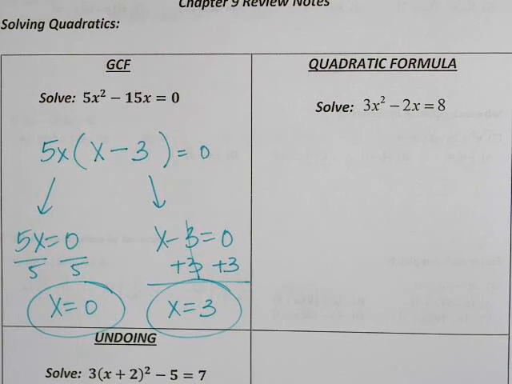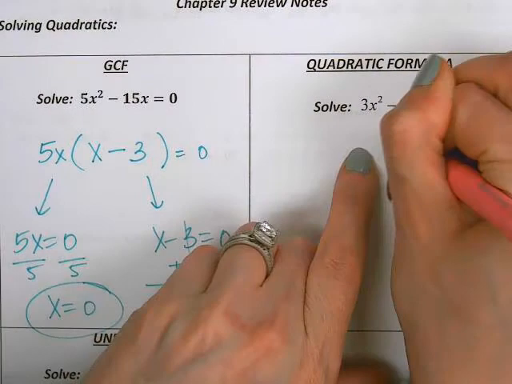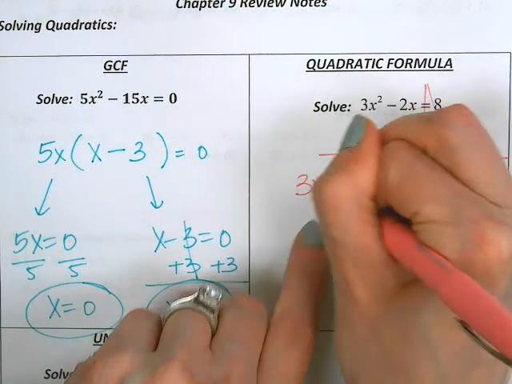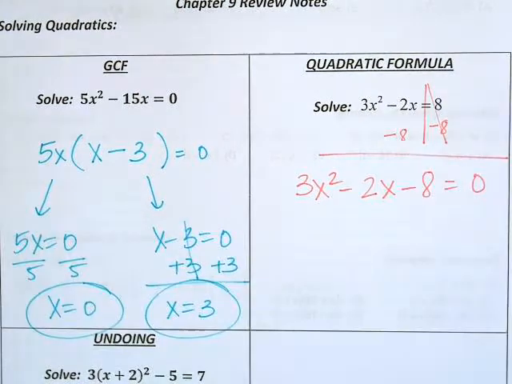Okay, moving on, quadratic formula. This is when you also must equal 0. So I'm going to subtract the 8 over first. And now we have 3x squared minus 2x minus 8. And now it equals 0.